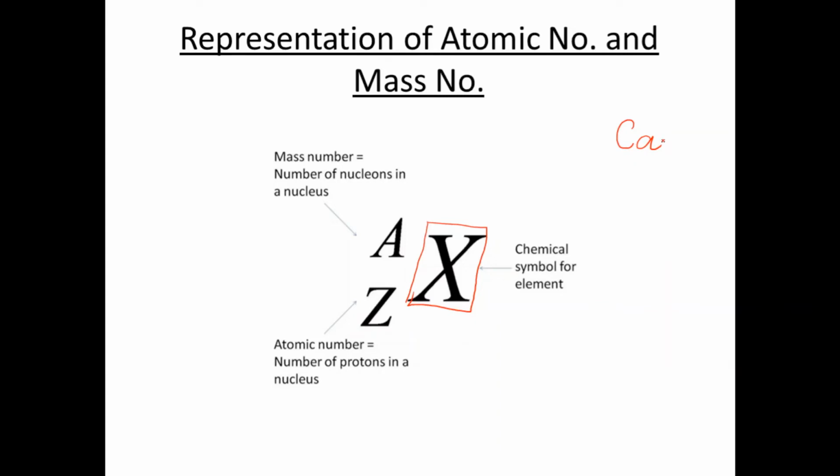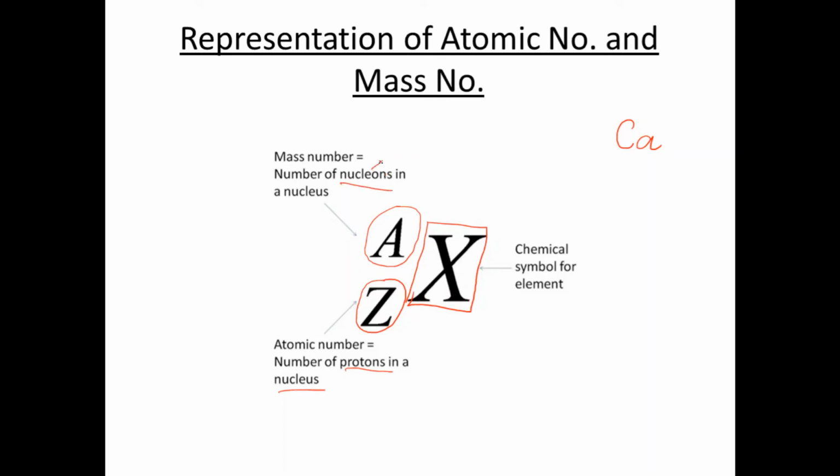Any, it could be calcium, it could be sodium, it could be potassium, it could be silicon. So the number which is written just below the element, that is called the atomic number. Atomic number means the number of protons which are present in the nucleus of an atom. And the number which is written at the top is called the mass number. Mass number is written as number of nucleons.